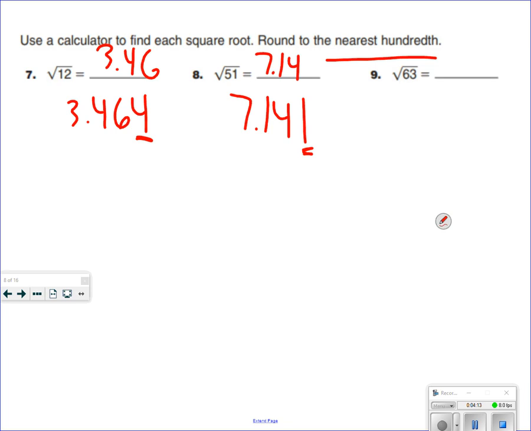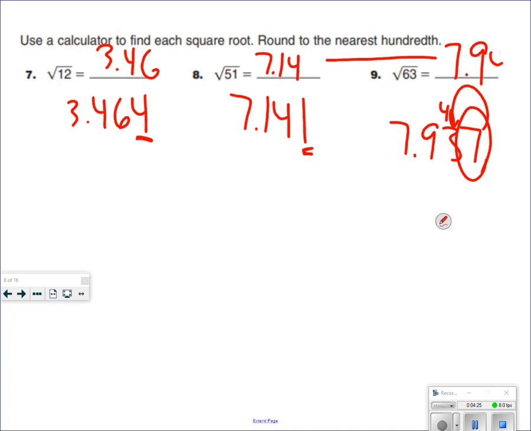Moving on. Square root of 63, close parentheses, equals 7.937. This 7 right here is going to make that 3 go up to a 4, so my answer is 7.94. Now, if you're just writing in answers and you're not following along, this is going to be a very hard lesson. But if you're actually working through this with me, it's pretty easy stuff today.